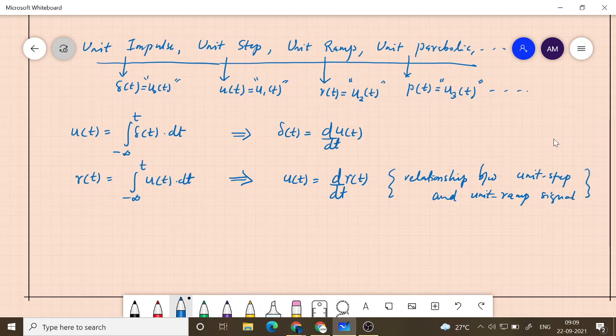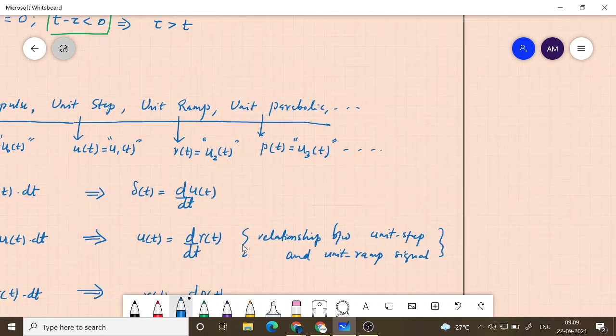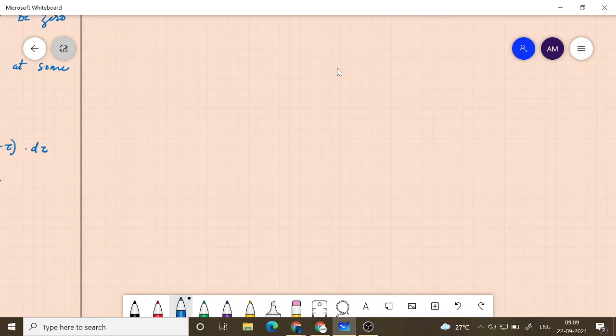Okay, now I can extend this relationship, same relationships. So p of t is basically the integral from minus infinity to t of r of t, and if I invert this, then I can write r of t as d by dt of my parabolic function. Since you have not seen this ramp function and parabolic function, let me just draw them.